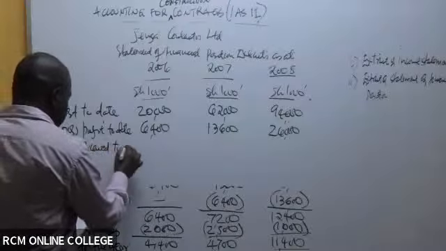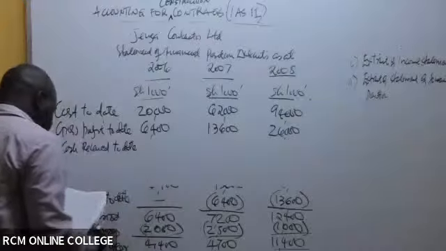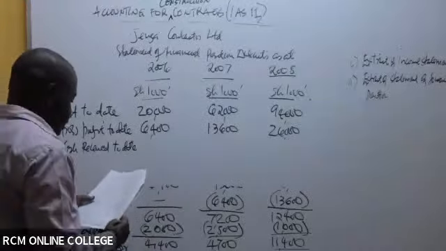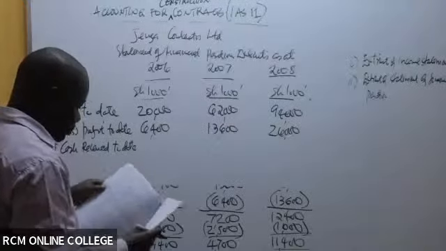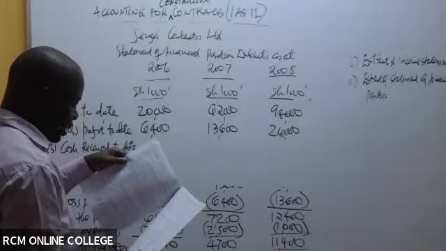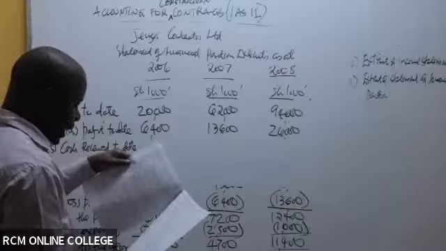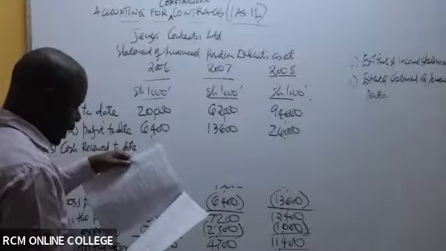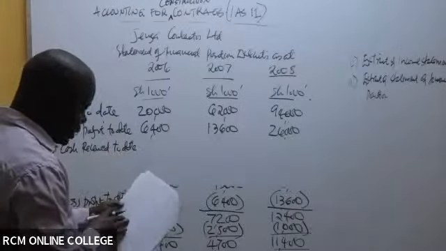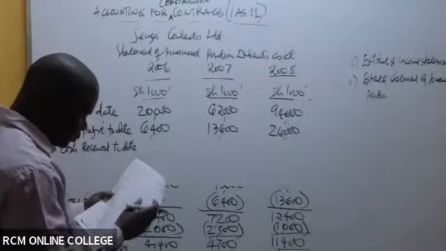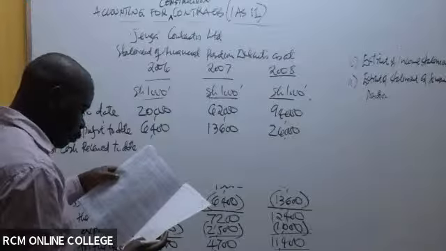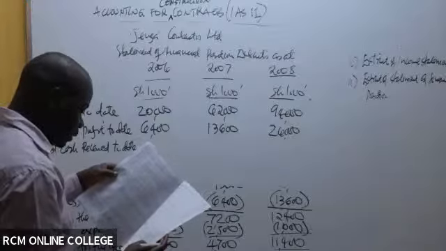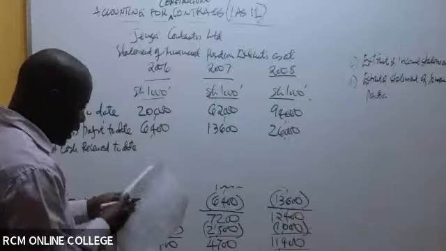Cash received to date. Less the cash received to date. If you check the question, you see there collection from client: 12 million, then 38 million, then 60 million. So that is the collection from the client.